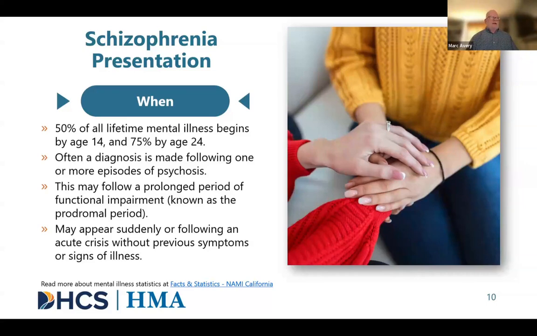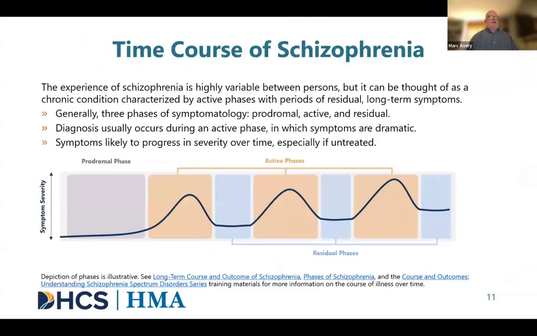As we move on to the next slide, we depict how schizophrenia may be experienced over time, or known as the time course of schizophrenia. It's hard to create a graph like this because the experience of schizophrenia over time is highly variable between persons, but it can be thought of generally as a chronic condition characterized by active phases superimposed on periods of residual long-term symptoms.